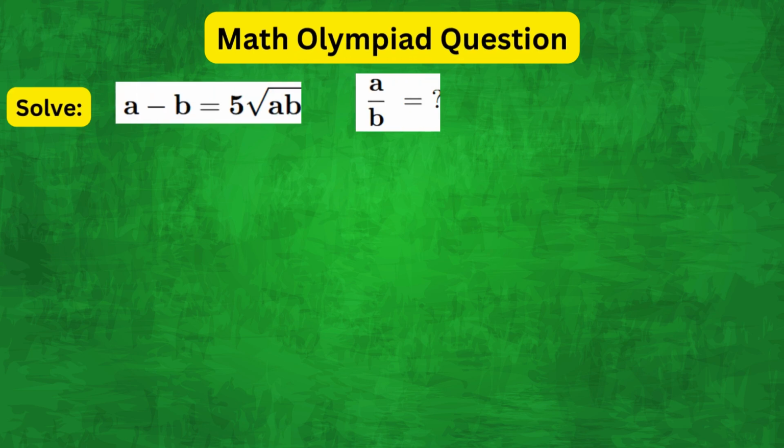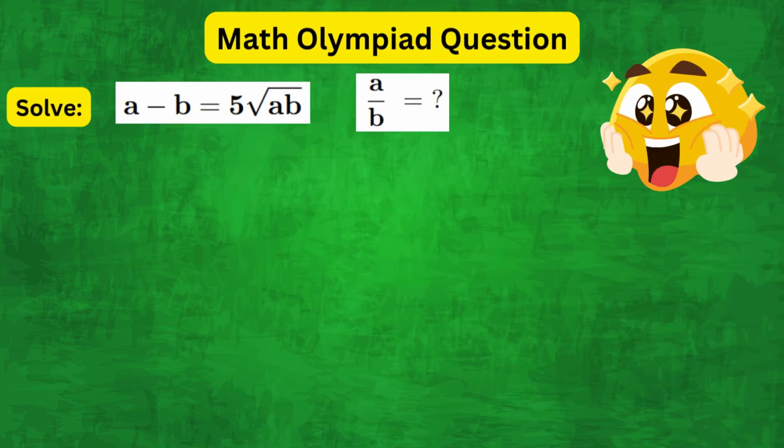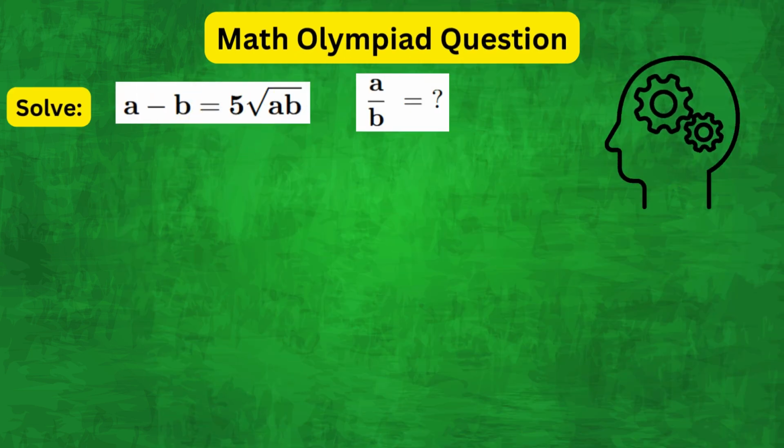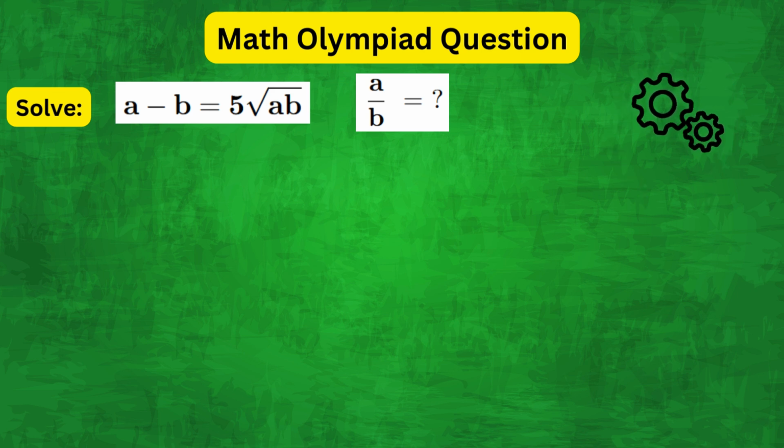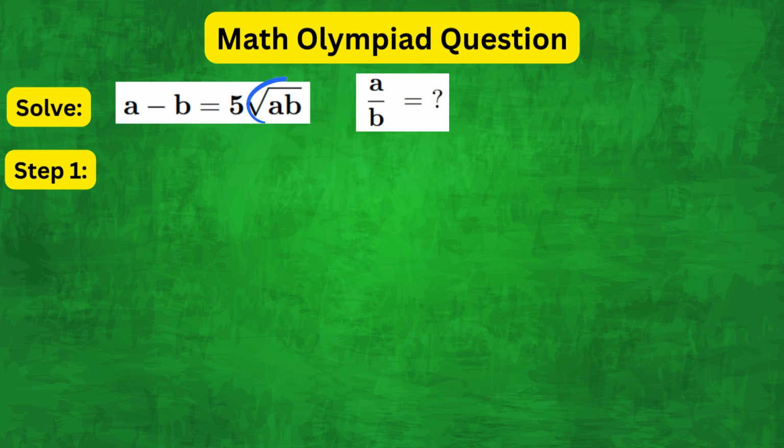So we've got this very interesting problem today. We've got the equation a minus b equals 5 square root of ab, and we wish to compute a over b. Now, the first step to doing that is to get rid of the square root on the right hand side.